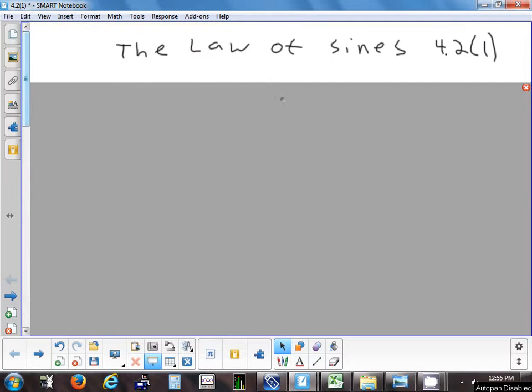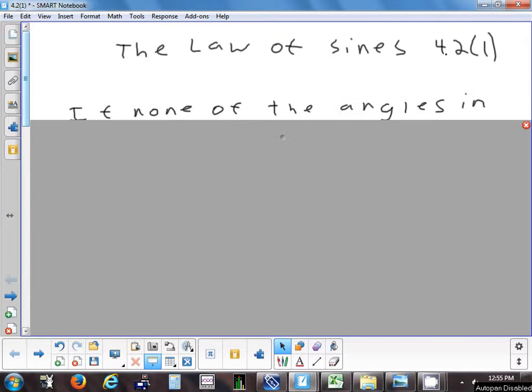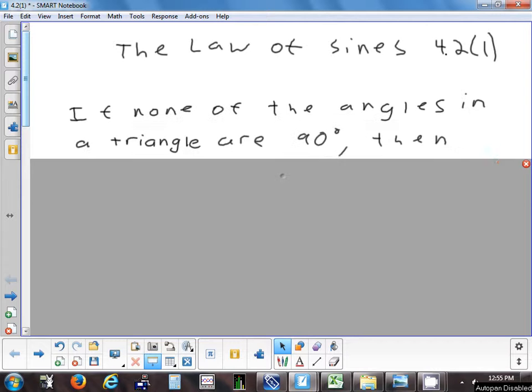All right, so we're going to take a look at section 4.2. We're going to split it into two parts. We'll do half today and then half tomorrow. And this section focuses on the law of sines.